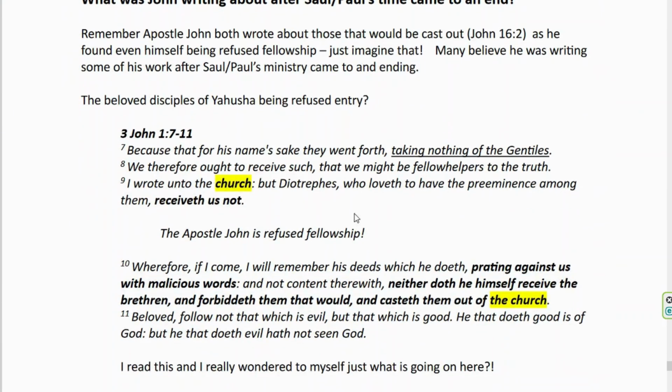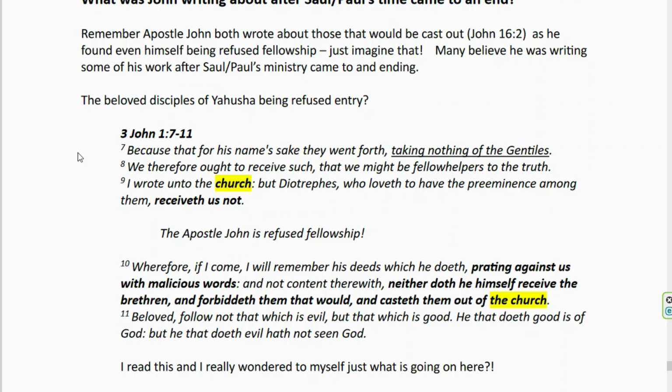What was John writing about after Saul Paul's time had come to an end? Remember, Apostle John wrote about those that would be cast out in chapter 16:2, as he found even himself being refused fellowship. Imagine that. I'll show you below. Many believe he was writing some of his work after Saul Paul's ministry had come to an end. So the beloved disciple of Yahusha was being refused entry. 3 John chapter 1, verses 7 through 12.